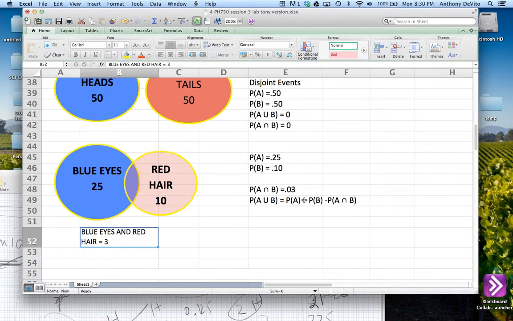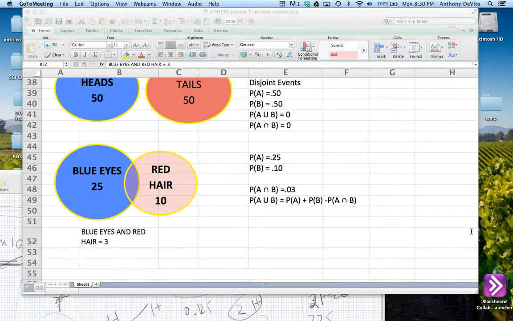Okay, without looking at the formula, anybody want to tell me the probability that you would pick somebody randomly out of this population and they would have either blue eyes or red hair or both? Anybody have a guess at that? Is it going to be 30? Let me ask you this. Is 35 the right answer? Give me a yes or no. See, now I'm baiting you, aren't I? Because I know that's the wrong answer. We know that's the wrong answer, don't we?